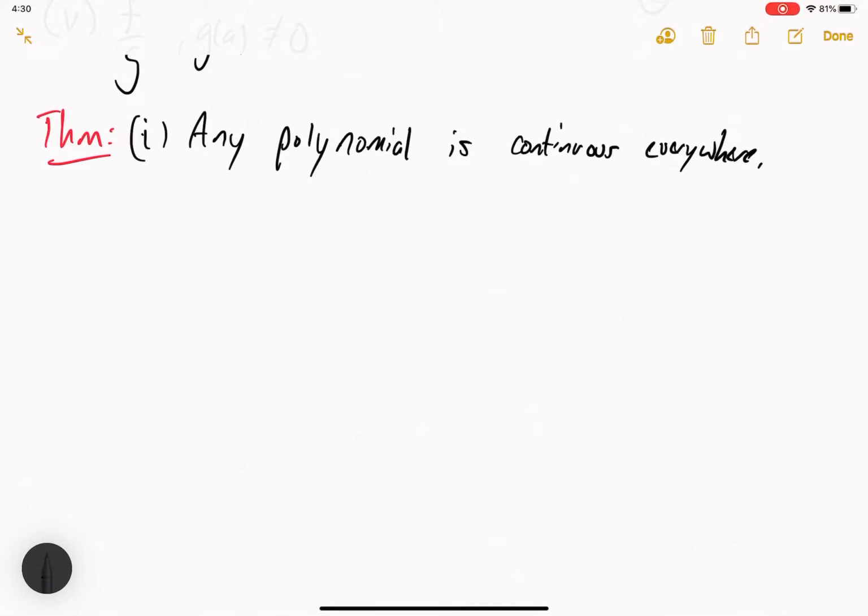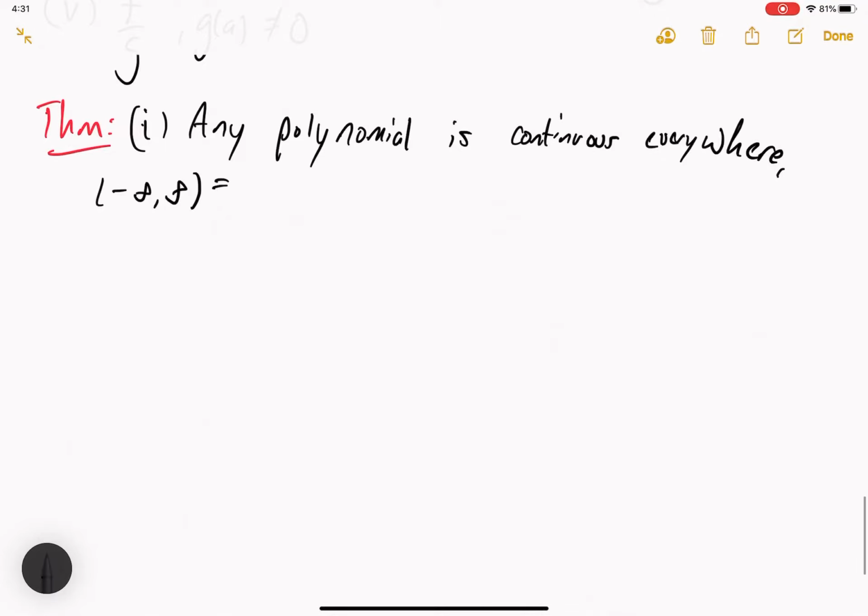Just for clarification, I realize my handwriting is bad again. I really hope you guys can read my chicken scratch. All right, so it's continuous everywhere, and everywhere just means, the notation would be negative infinity to infinity, but you guys are in calculus now, so you're going to be using some new notation. The notation we would use is R. So when I say we're continuous on R, what that means is just the real numbers. That's what the R stands for.